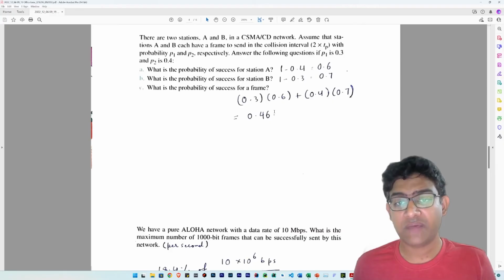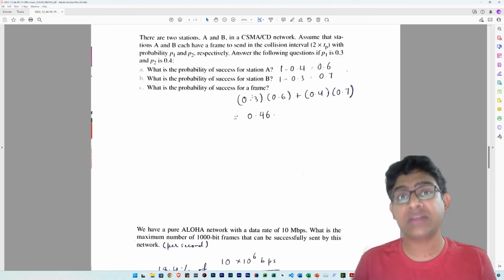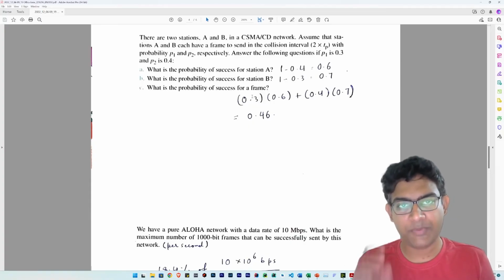And if you add all of that, you get a 46% chance of success. And again, keep in mind for bits A and B, I'm assuming that the nodes have already transmitted the frame. So I'm not multiplying this 0.6 by this 0.3, which is the probability of A even starting to transmit the frame. So I've done conditional probabilities in A and B and found out a pure probability in bit C.